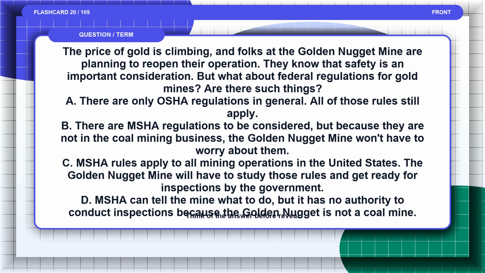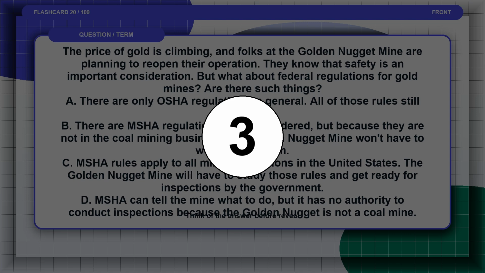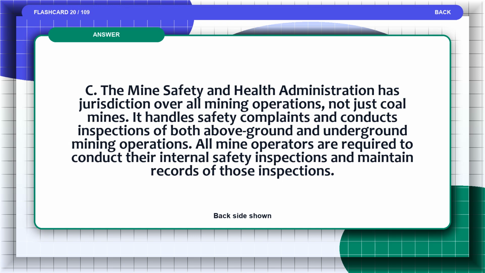Pause and think of the answer before the reveal. The answer is A. The Mine Safety and Health Administration has jurisdiction over all mining operations, not just coal mines. It handles safety complaints and conducts inspections of both above-ground and underground mining operations. All mine operators are required to conduct their internal safety inspections and maintain records of those inspections.